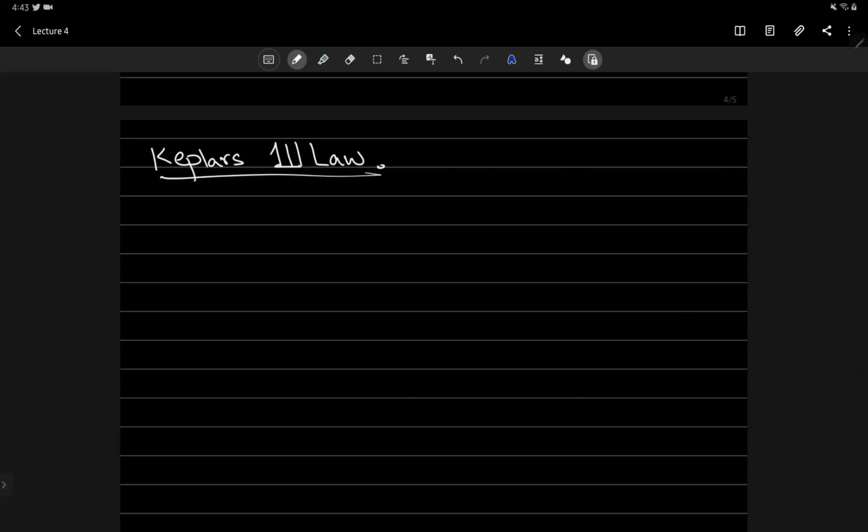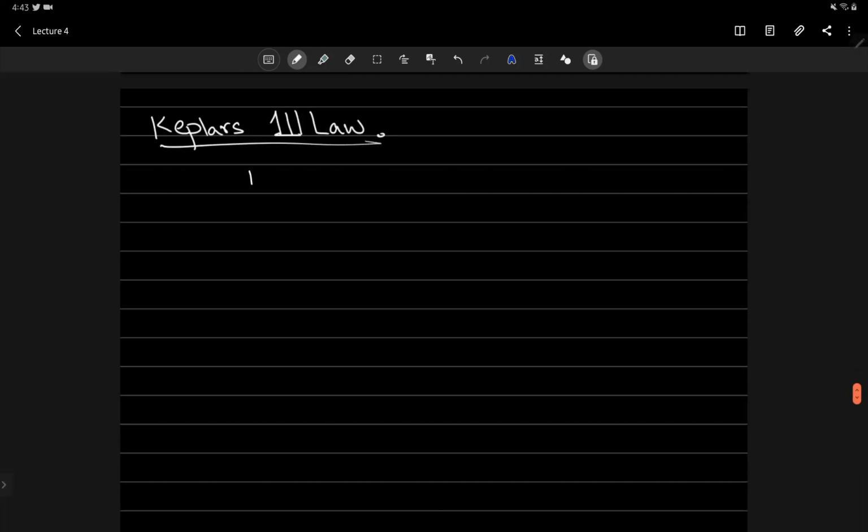Again, we have just seen that the rate of sweeping out the area is equal to L over 2m, right? And the area of an ellipse from geometry is given by pi times a times b.